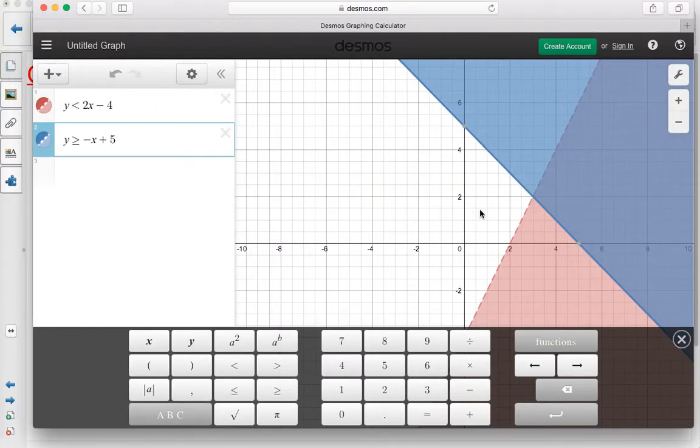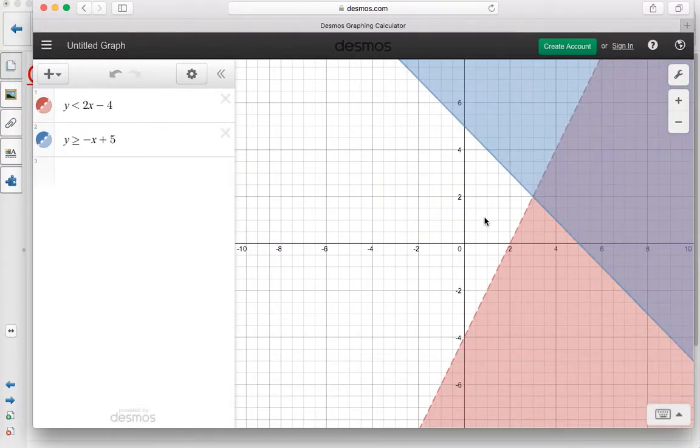And I look. What's the region that is shaded in by both of them? It should be the region that is below my red line and above my blue. And you can kind of see Desmos is making that the purple. So the only region you should have shaded in is this purple region over here. It's the one that overlaps the blue and the red. Desmos is just showing you both here to show you.